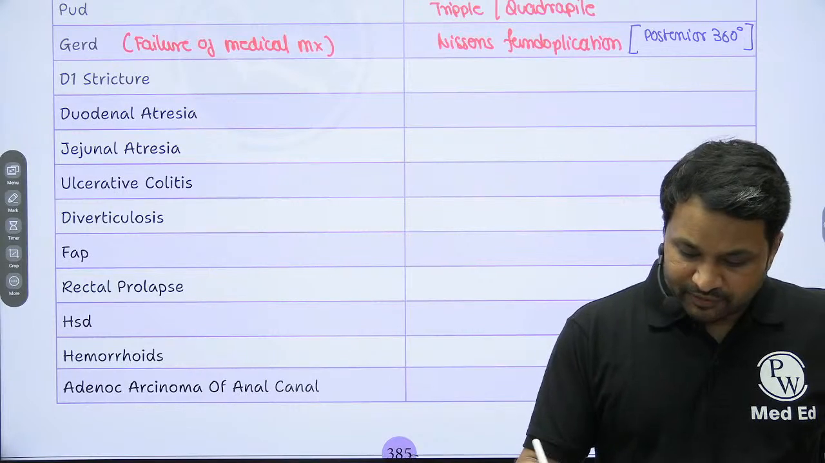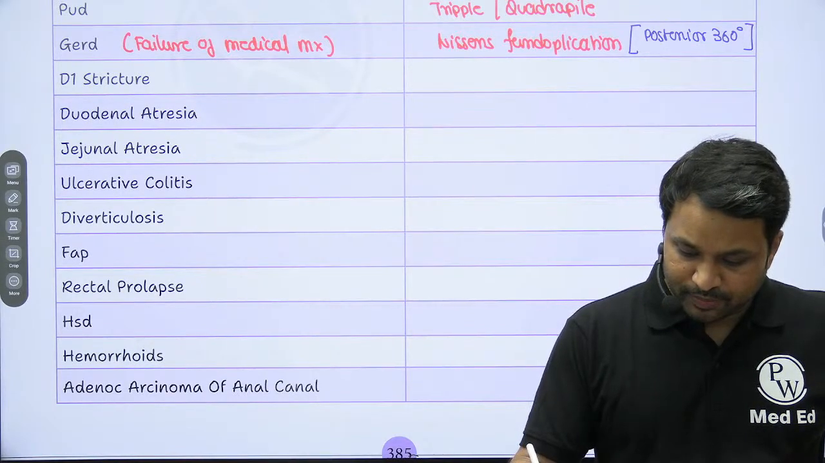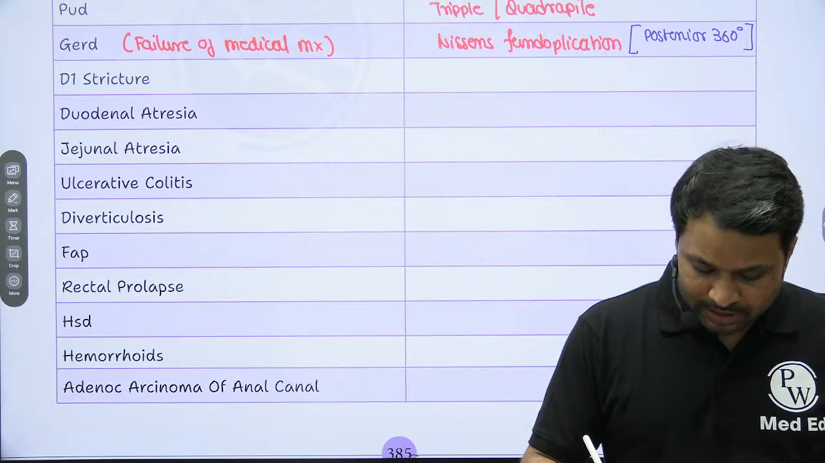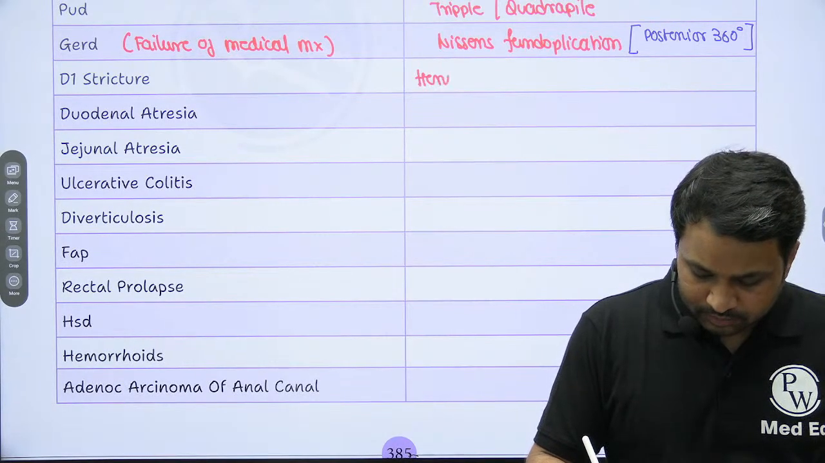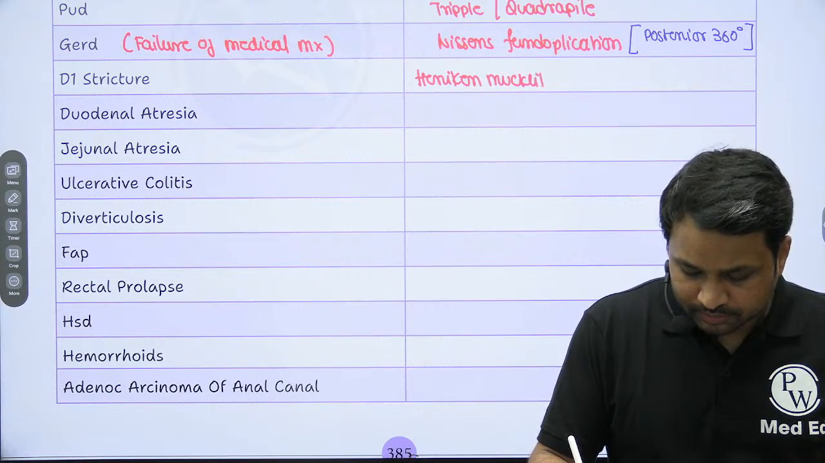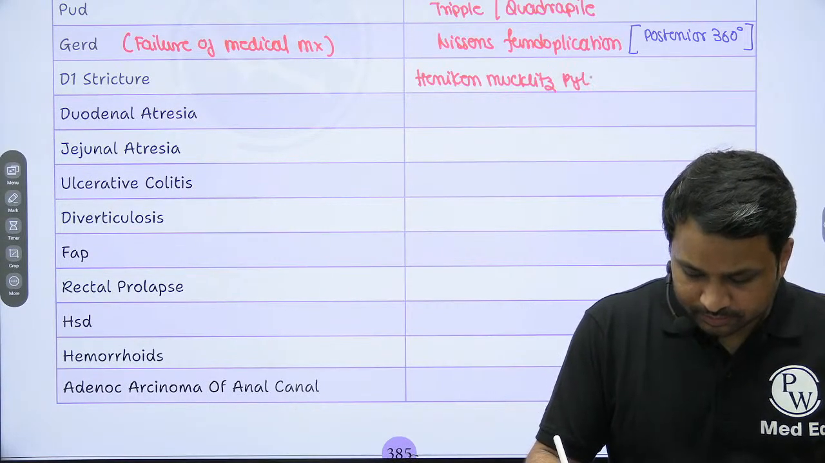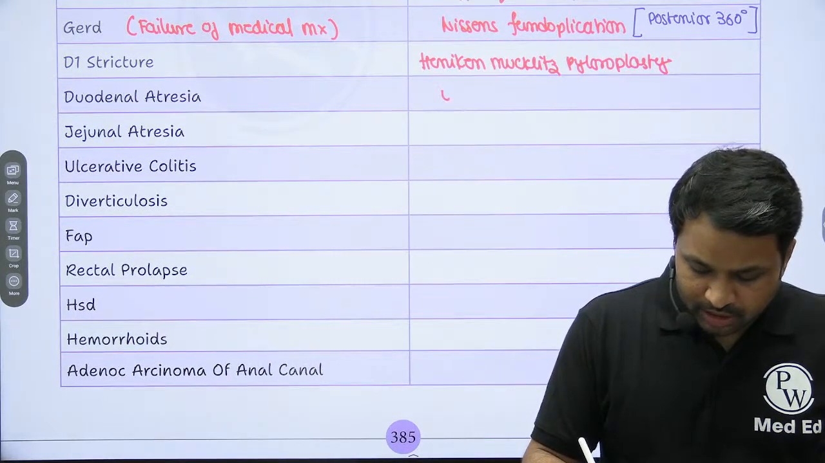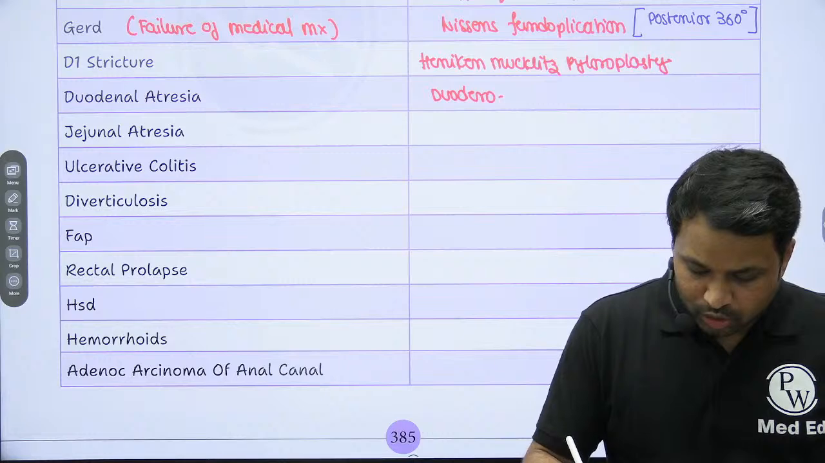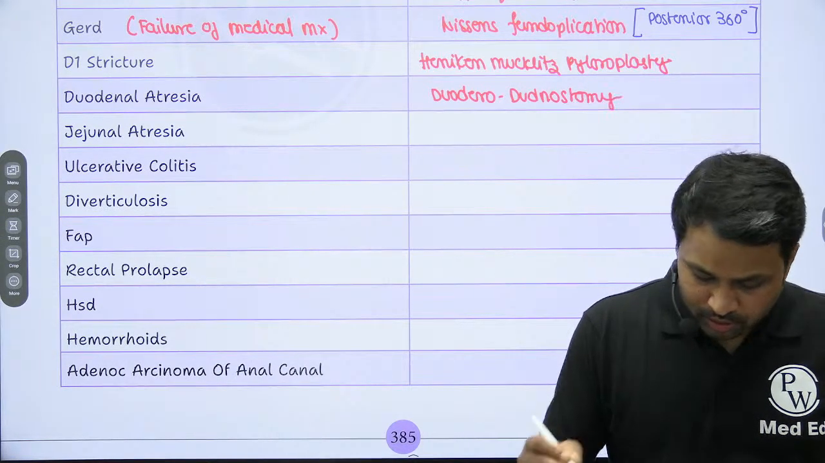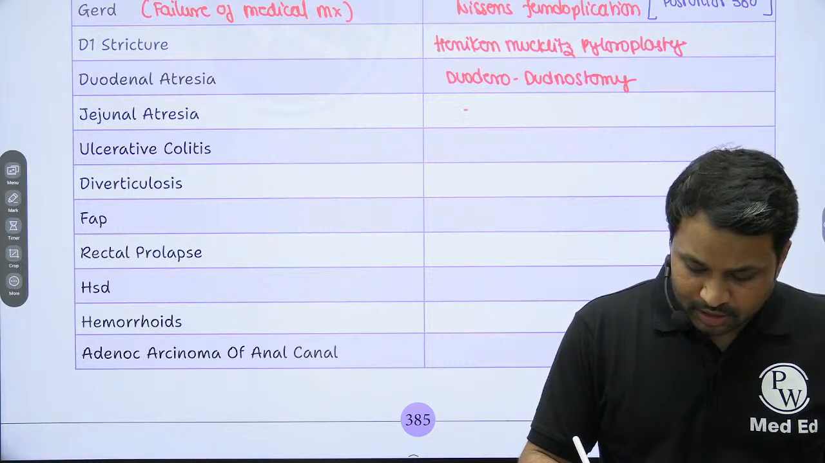For the D1 stricture, if there is a stricture in the first part of the duodenum, you have to go ahead with Heineke-Mikulicz pyloroplasty. For duodenal atresia, it is going to be duodenoduodenostomy. Jejunal atresia, it is your jejunostomy.